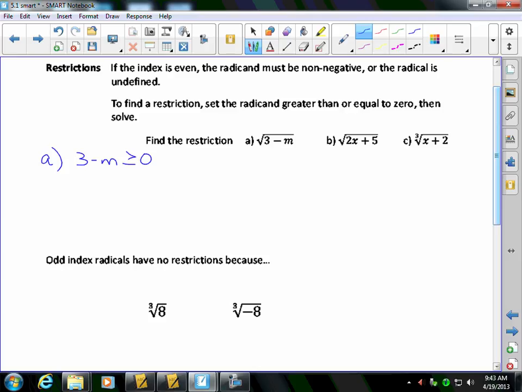In this case, all I'll do is add my m to both sides. So I have 3 is greater than or equal to m, or if you flip that around, you'll have m is less than or equal to 3. So it's pointing at the m. That is your restriction. So m has to be less than or equal to 3. It can be a 2, because then I'd have 3 minus 2 is 1. It could be a negative. I could have negative 7, because 3 minus negative 7 would be plus 7, right? 3 plus 7 is 10.